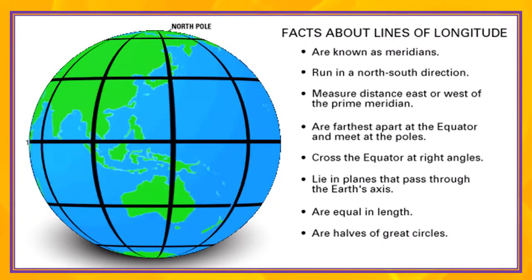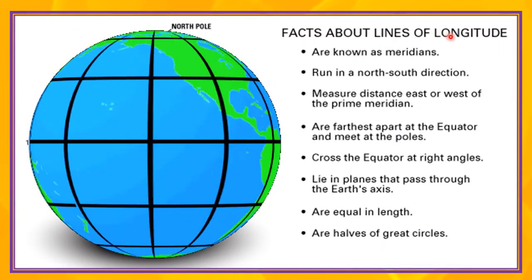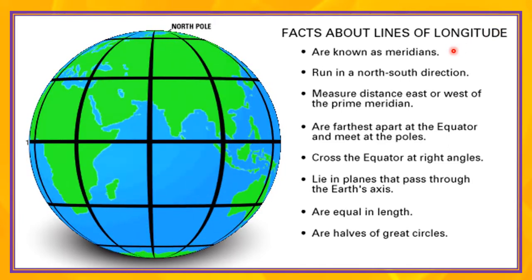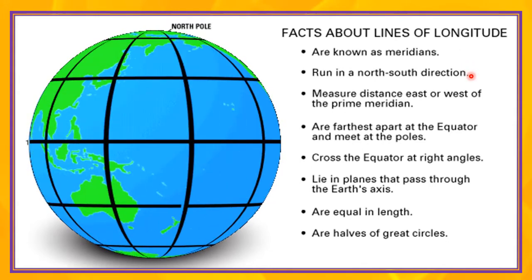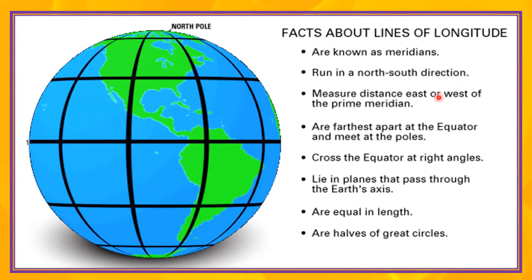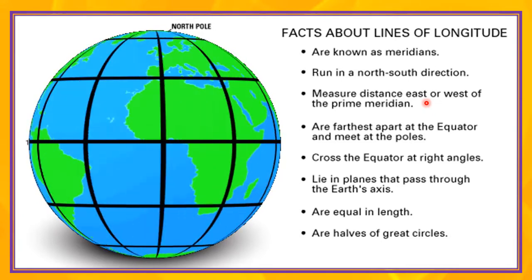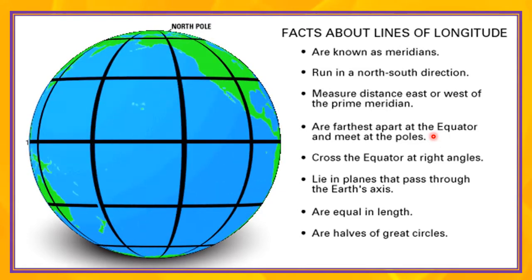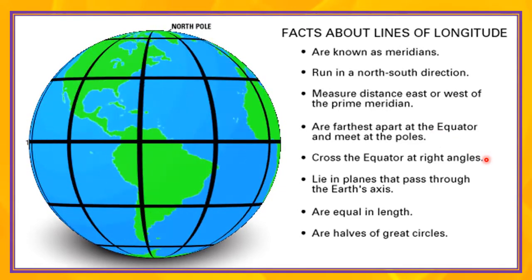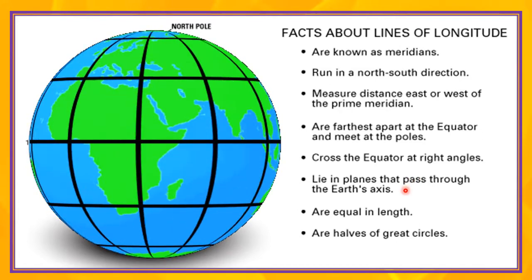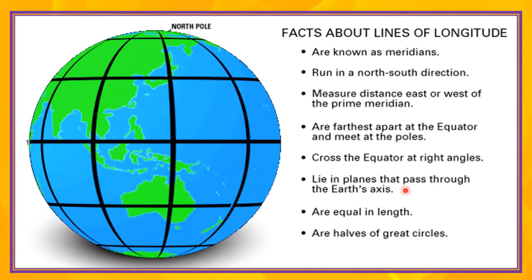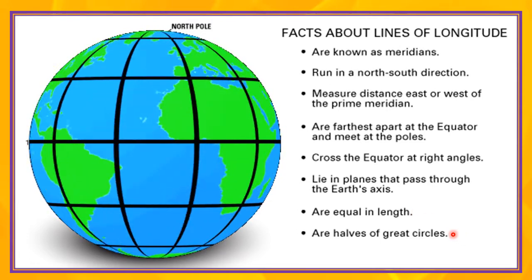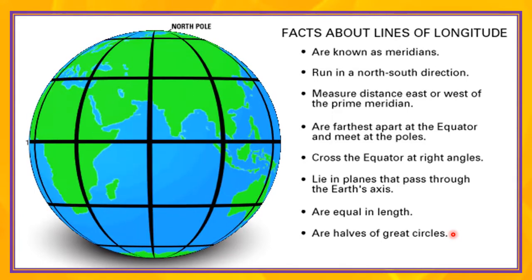So class, let us read some facts about longitude. These are not in your book, so you might like to take down notes. Lines of longitude are known as meridians, run in a north-south direction. Measure distance east or west of the prime meridian. Are furthest apart at the equator and meet at the poles. Cross the equator at right angles. Lie in planes that pass through the Earth's axis. Are equal in length. Are halves of great circles. So these are just some facts about lines of longitude.